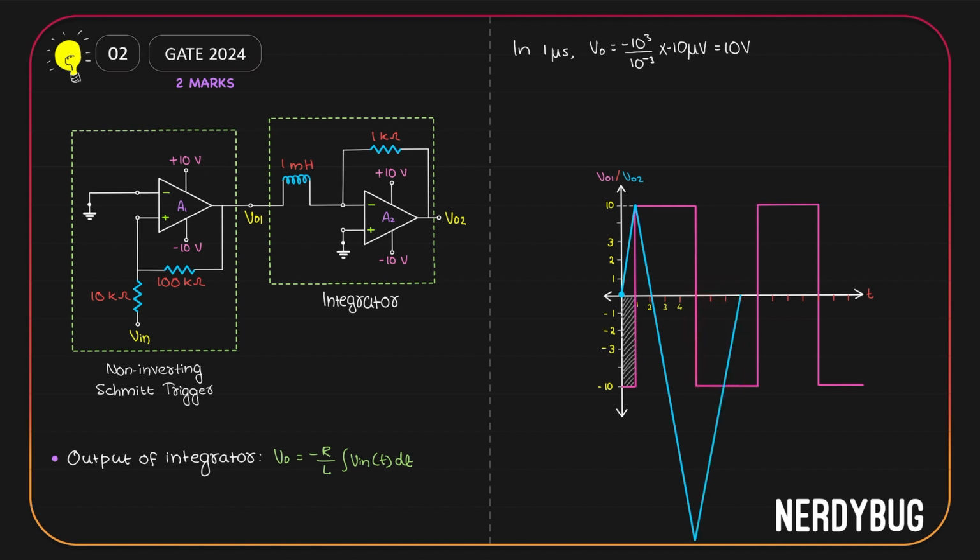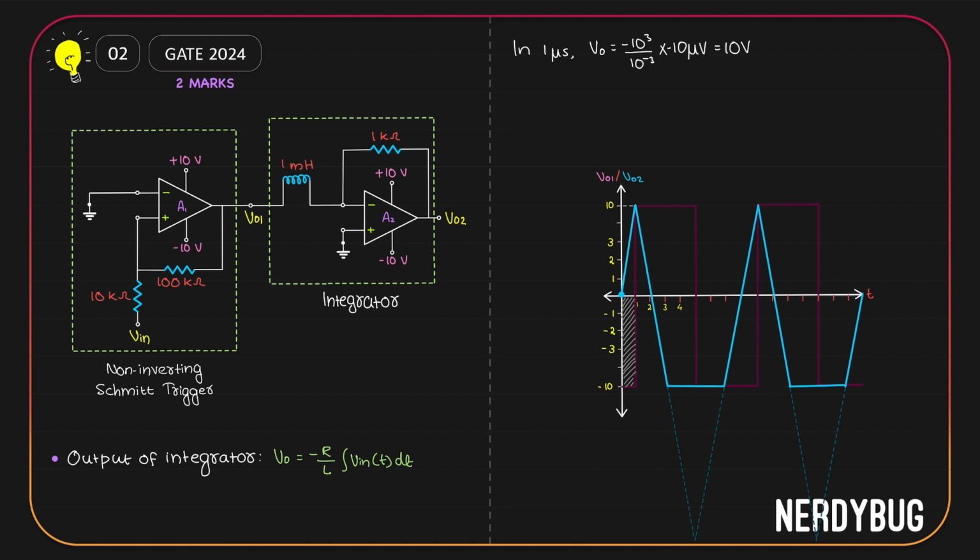Now this just goes on. In the next 1 microsecond, we'll get plus 10. And in the next 4 microseconds, we'll get minus 40. So the output will go back to minus 30. But there is one problem. For the integrator, the maximum output it can give is plus 10 volt or minus 10 volt. It cannot go up to minus 30 volt. So the output will be clipped off at minus 10 volt, like this. And that makes the shape of the graph trapezoidal.